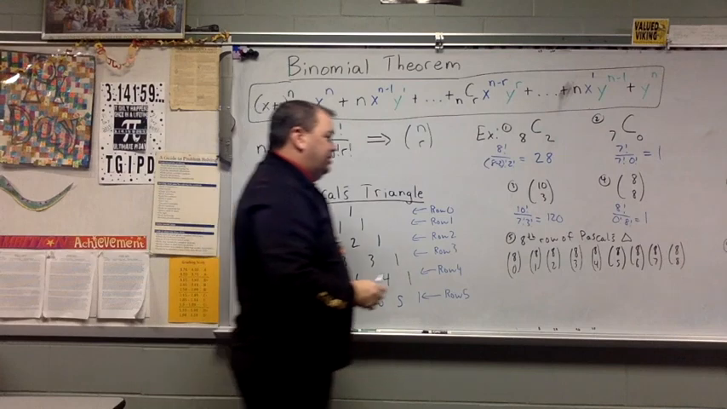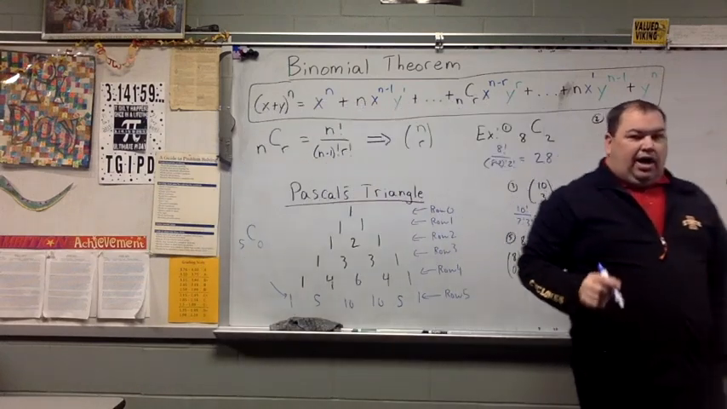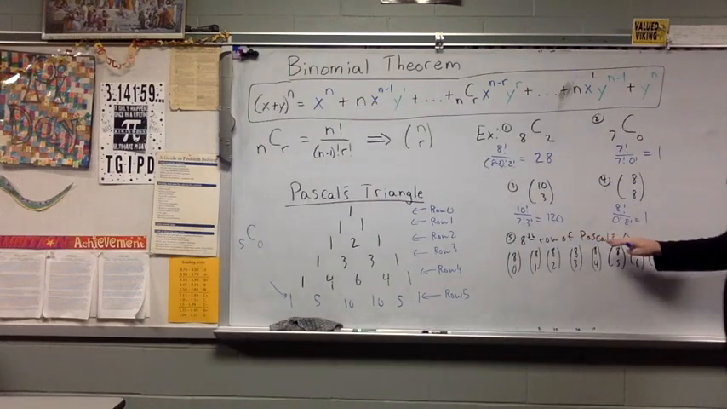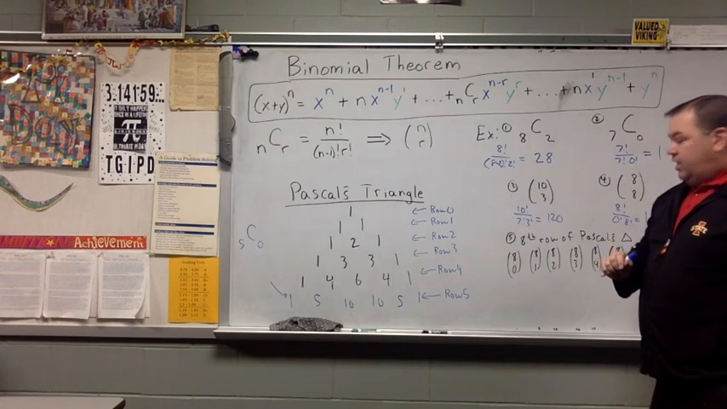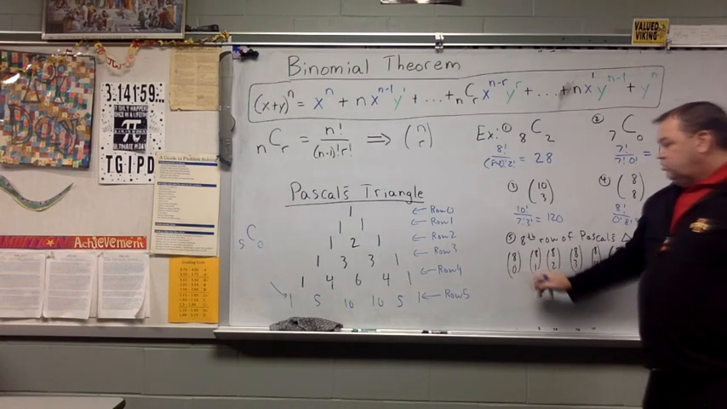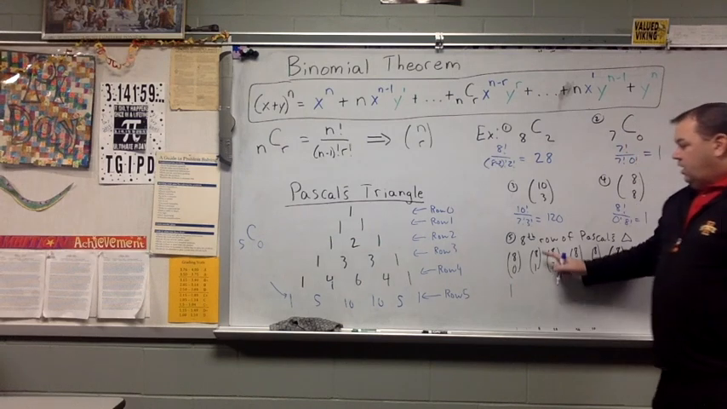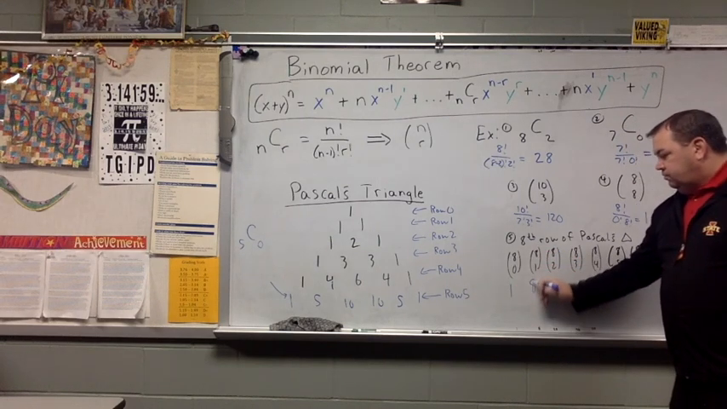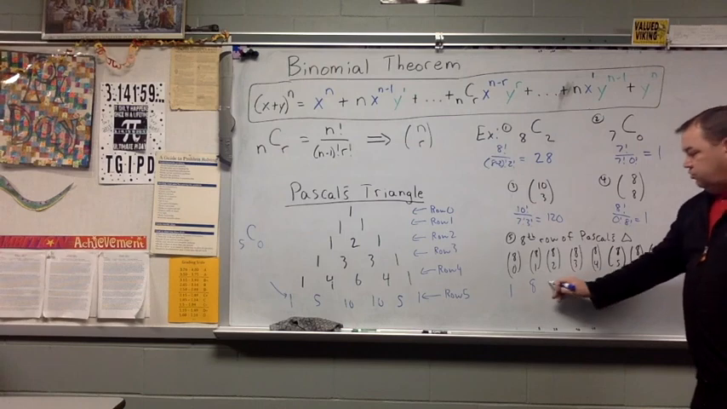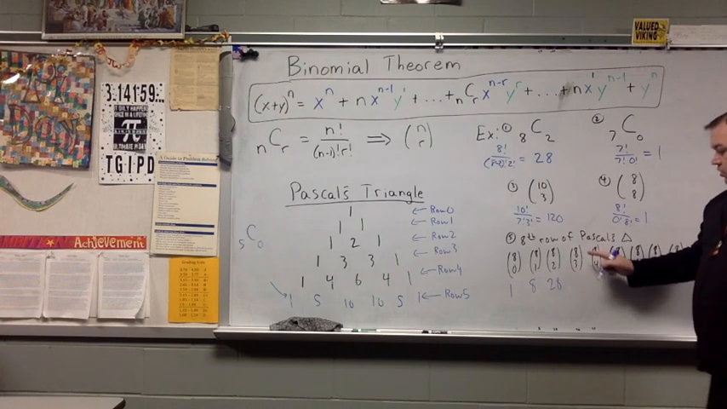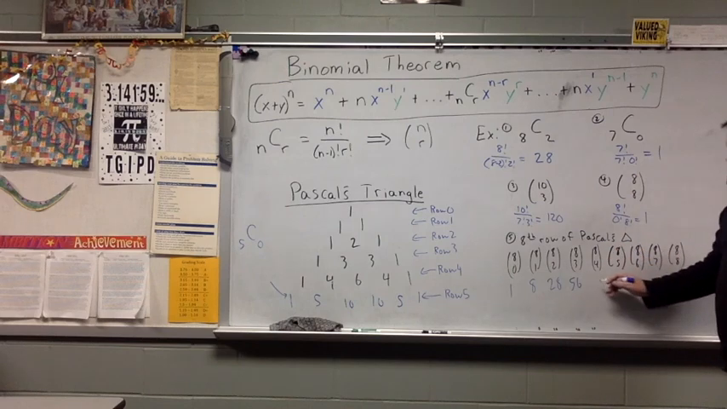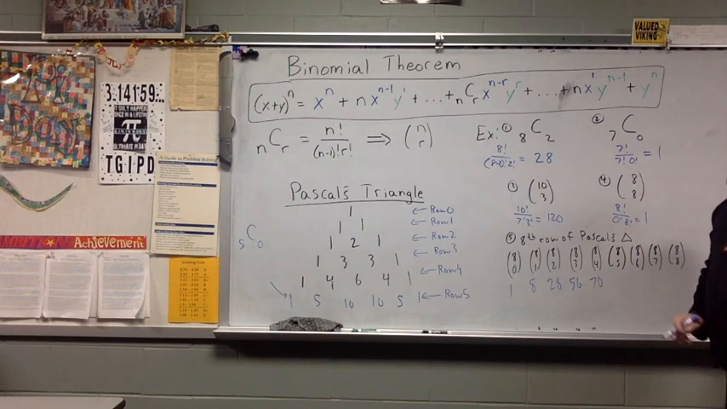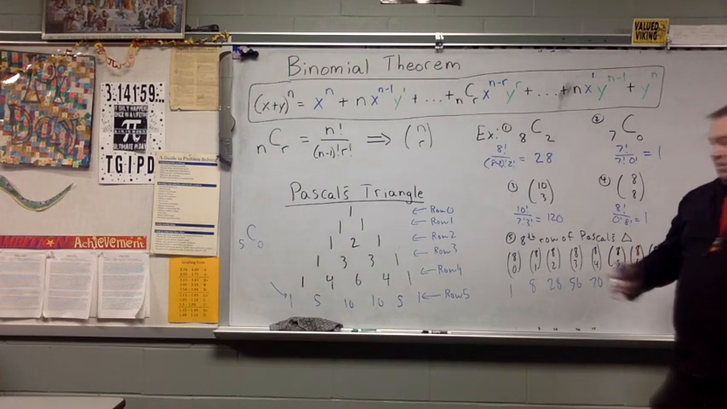So let's practice this just a little bit. I want to find the 8th row of Pascal's triangle. So I set it up just like I did with row 5. I said 8, choose 0. 8, choose 1. 8, choose 2. 8, choose 3. 8, choose 4. And the cool thing about Pascal's triangle is it's symmetrical.